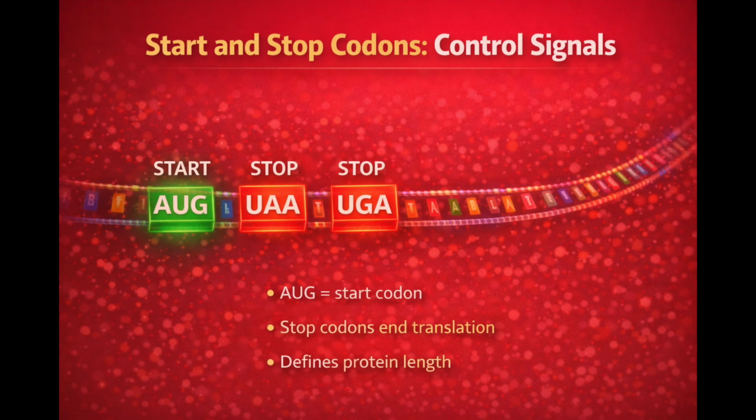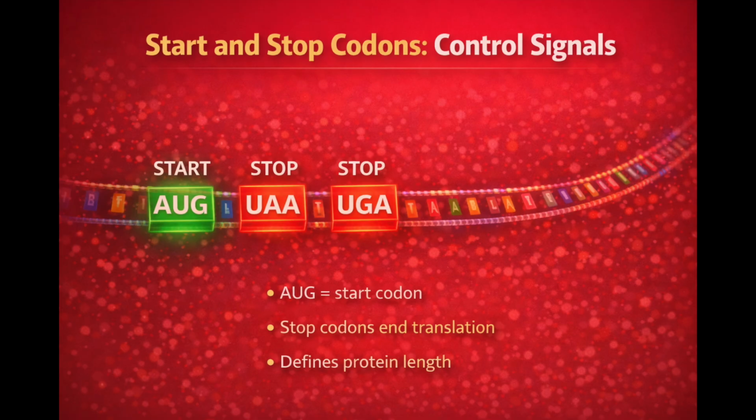This slide highlights something essential. Translation is not random. Every protein begins with a start codon, almost always AUG, which also codes for the amino acid methionine. AUG tells the ribosome, begin here. From that point on, the ribosome reads codons one by one until it reaches a stop codon. Stop codons, UAA, UAG, and UGA, do not code for amino acids. Instead, they signal termination. When the ribosome encounters one, translation ends and the protein is released.